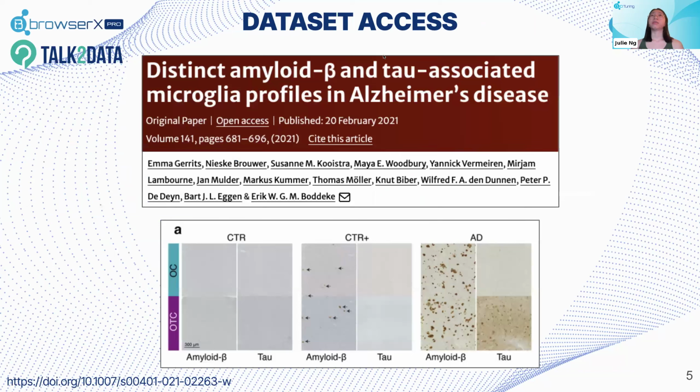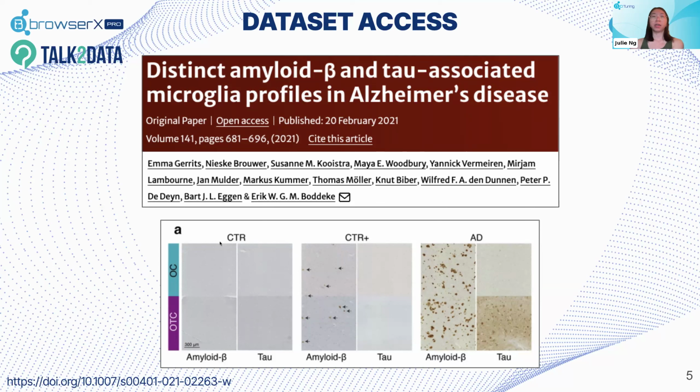The data set that I was using in today's club is called Distinct Amyloid Beta and Tau Associated Microglia Profiles in Alzheimer's Disease. If you'd like to access this data set, you can go to Talk to Data and search for the title here.